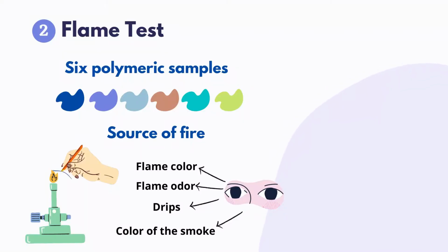Now, for the flame test, we are going to burn the 6 polymeric samples. For that, we need a flame source and a pair of tweezers. Observe the flame color, odor, and the presence or absence of drips, the smoke color, and also notice what happens when the flame source is removed.